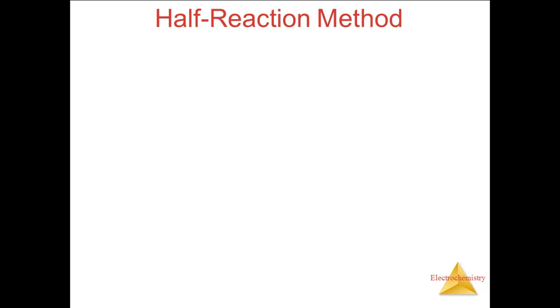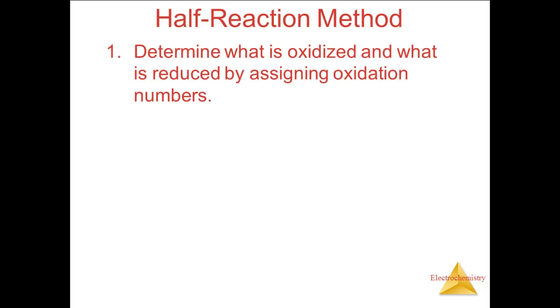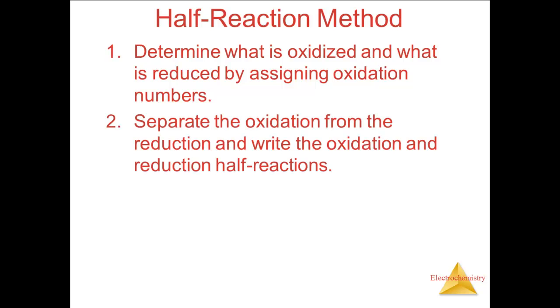For the half reaction method, the first thing to do is to separate the oxidation from the reduction. This is usually done by assigning oxidation numbers to the atoms so that we can see what atom increases in oxidation number, that is, what atom is oxidized, and what atom decreases in oxidation number, that is, what atom is reduced.